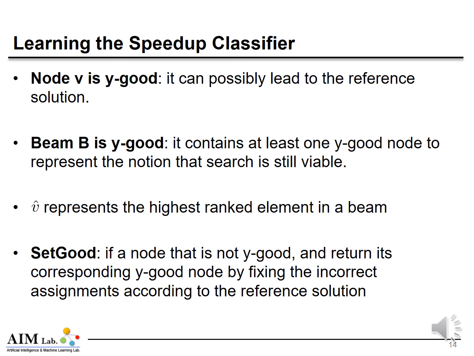To define the algorithm, we need additional terminology. We define a node V to be Y-good if it can possibly lead to the reference solution. We define a beam B to be Y-good if it contains at least one Y-good node, to represent the notion that search is still viable. We denote the highest node in the beam by V hat, and finally, we define an operator setGood which takes a node that is not Y-good and returns each corresponding Y-good node by fixing the incorrect assignment according to the reference solution.